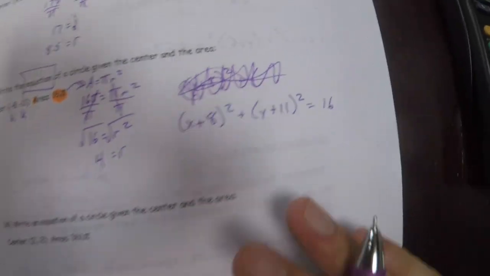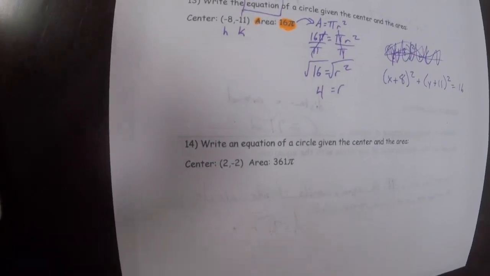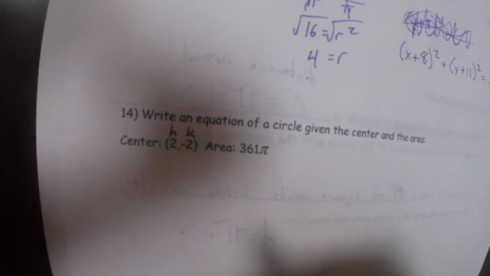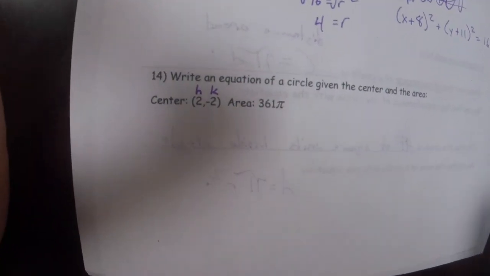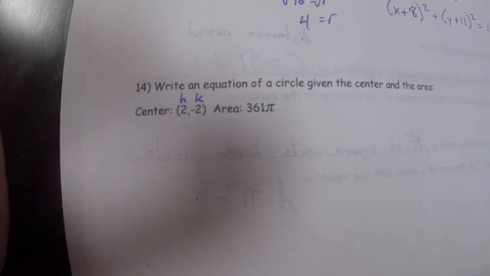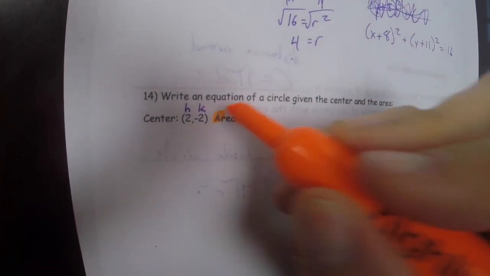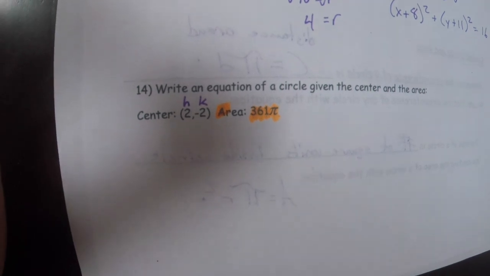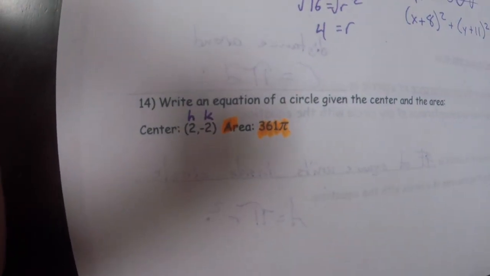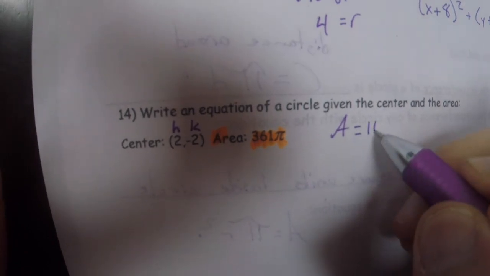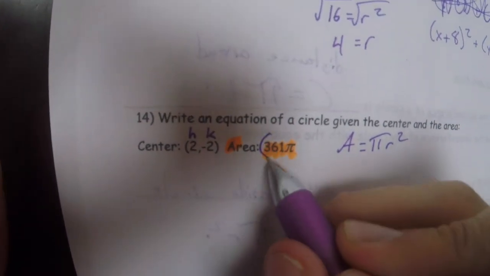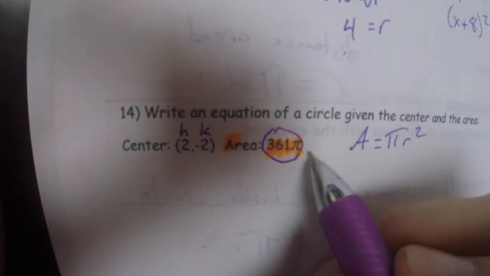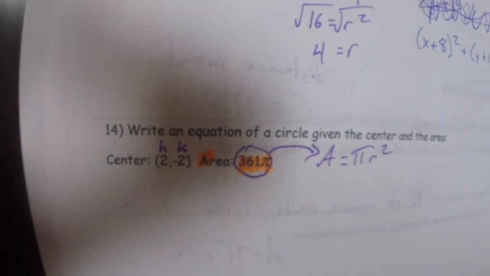Love getting those texts. Write an equation of the circle given the center and the area. Here's the center, which means this is an h and this is a k. Area is 361 pi. Area, of course, starts with the letter A. So, what am I going to plug in 361 pi for? In the area formula, which is pi r squared, I'm going to plug in 361 pi. Since area starts with A, I'm going to plug in 361 pi for A.